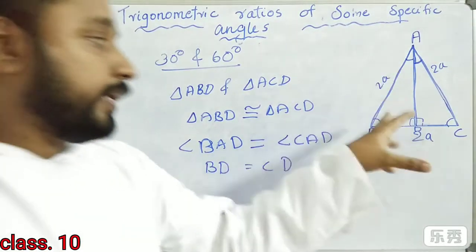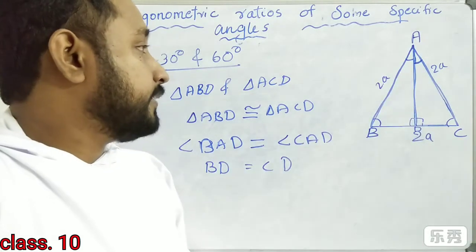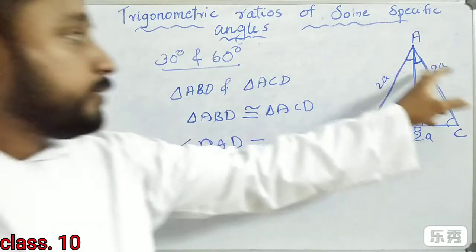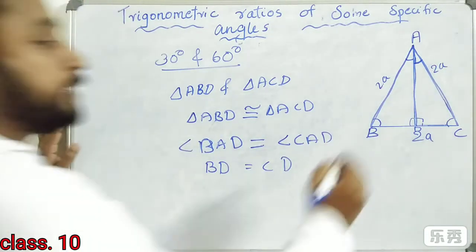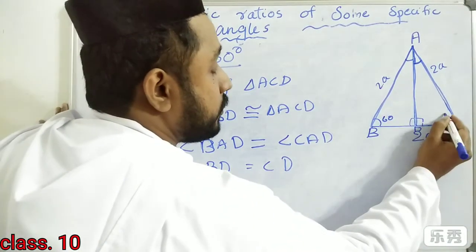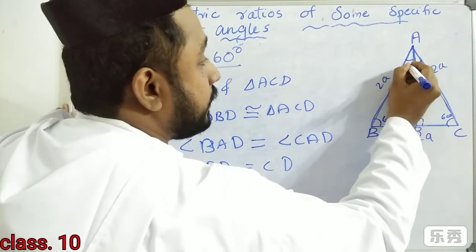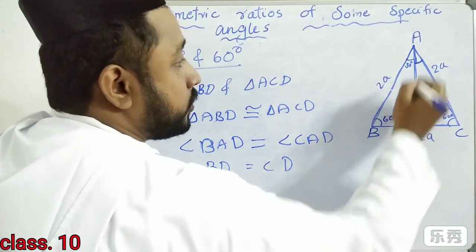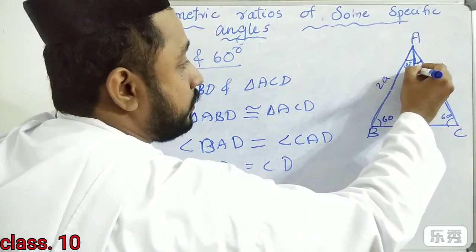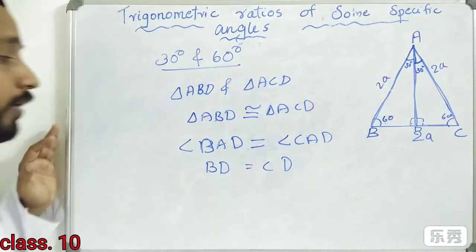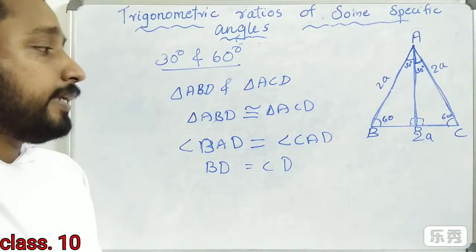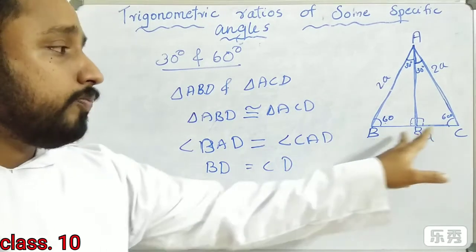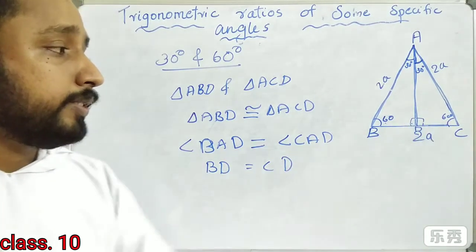So we have two triangles, triangle ABD and triangle ACD, both are congruent, and also these two angles are equal. So this is 60 degree, this is also 60 degree, and this is 30 degree, isn't it? This is 90 degree, this is 60 degree, so this is 30 degree, this is also 30 degree. So angle BAD is equal to angle CAD. Therefore, BD is equal to CD, corresponding parts of congruent triangles.